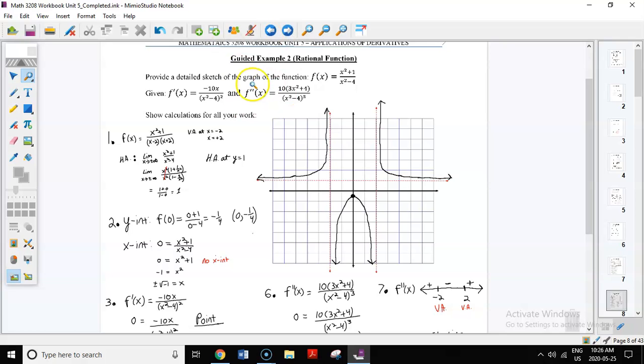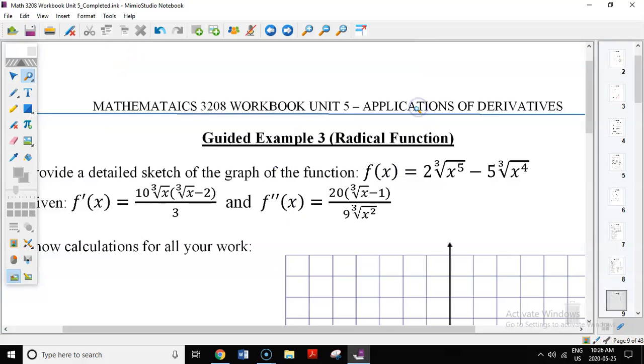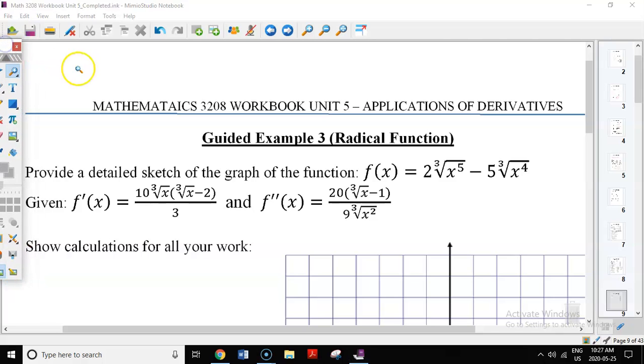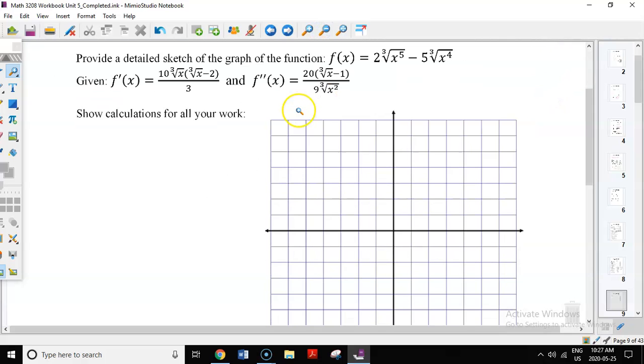I'm going to skip the first two. I want to do the last one. And if it's anything other than a polynomial for a sketch, you'll get the first and second derivative. So the first example was a polynomial, so you can do the derivative fairly quickly, mental math. But anything else that's complicated for graphing, you'll get the first and the second derivative. So you just got to do the calculus or the algebra in this case.